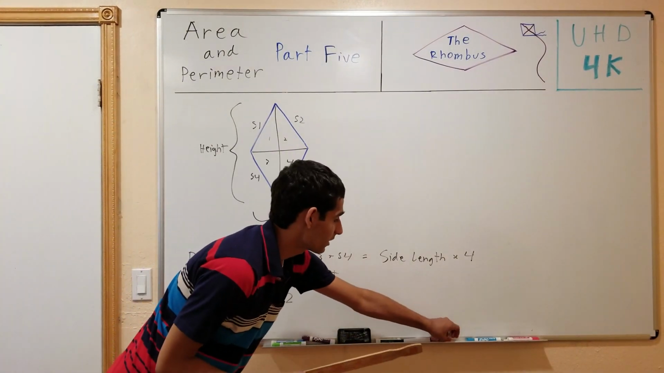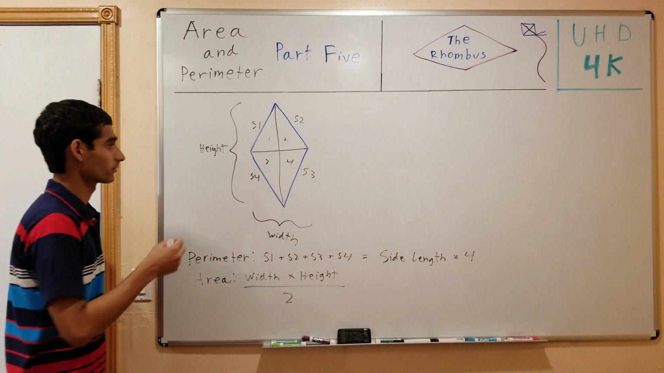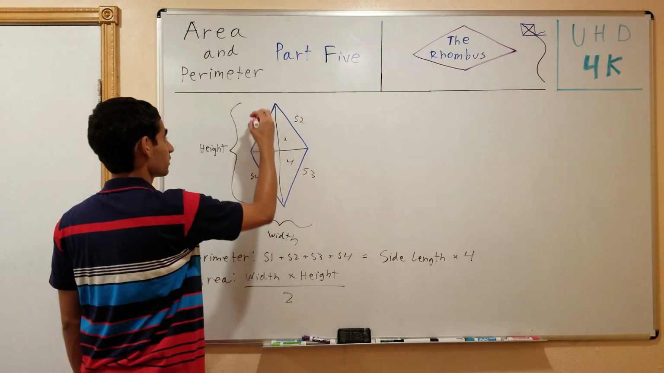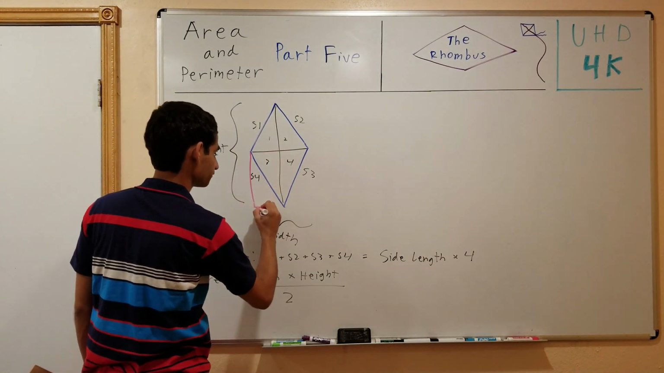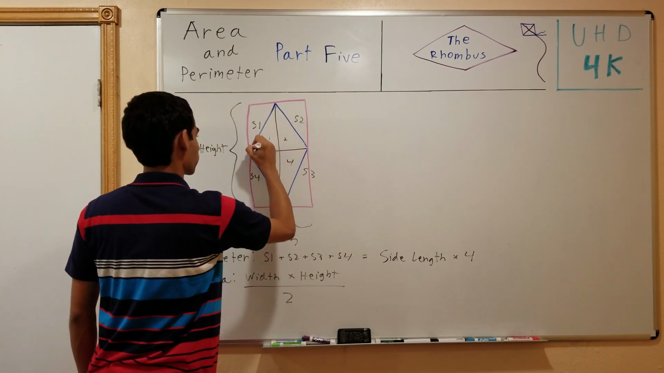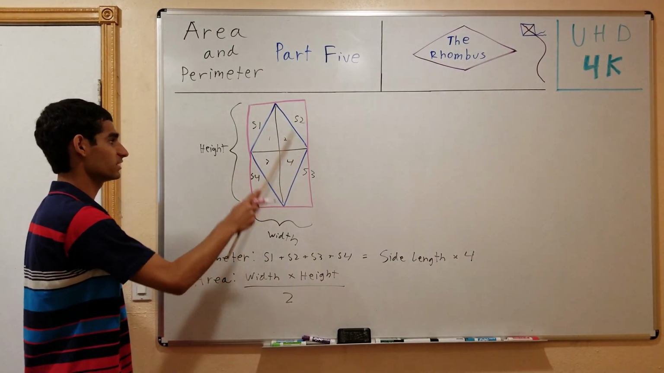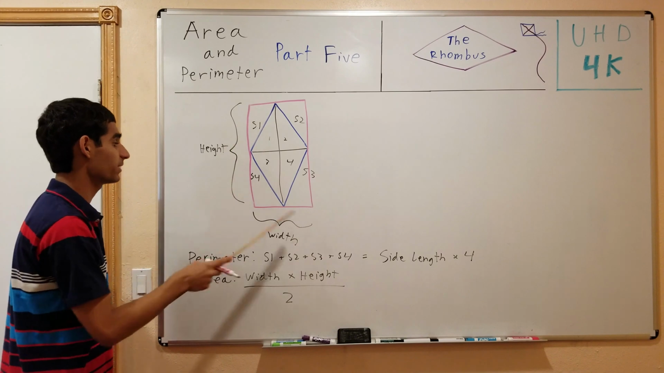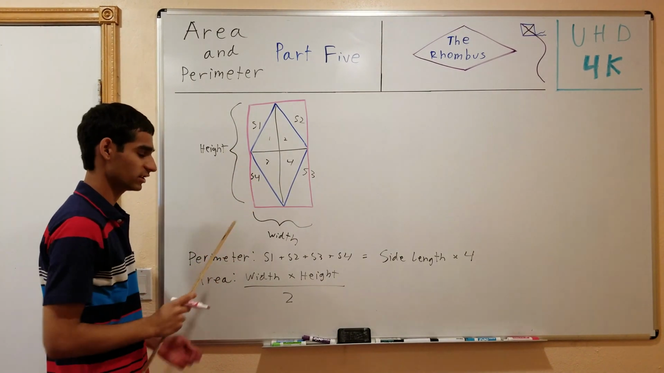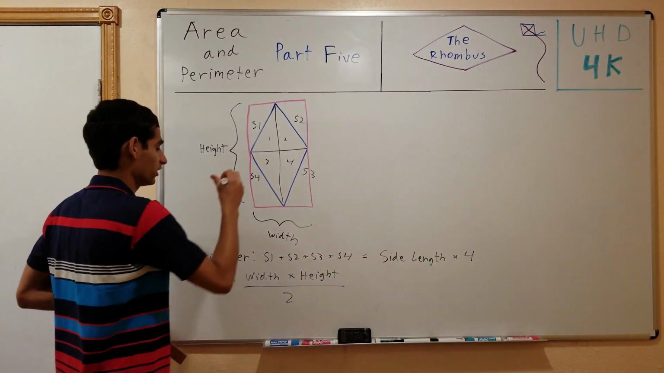I'll use a different color marker to show you a quick visualization. So you see, this is the rhombus, and using the width and the height, I can make this a rectangle. You can see over here that the stuff inside the blue is the rhombus, and this pink is the rectangle. You can see that the area of the rhombus is half the area of the rectangle. See why? I'm going to shade in the area of the rhombus.